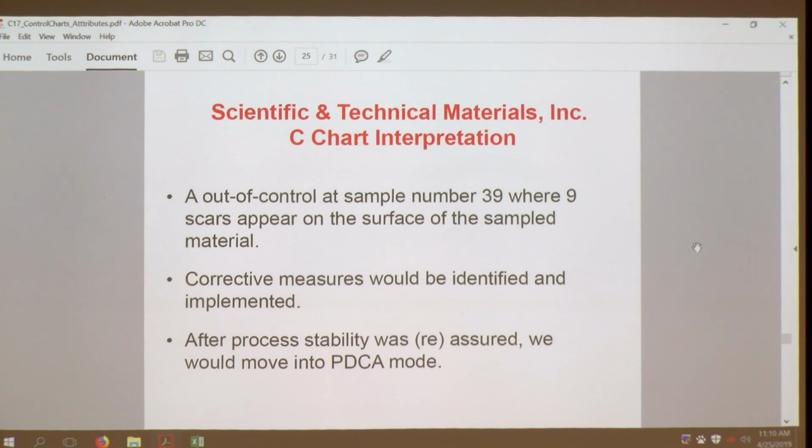Okay? So PDCA cycle. P, what is P? So P is plan. And then D, do. C, check. A, act.